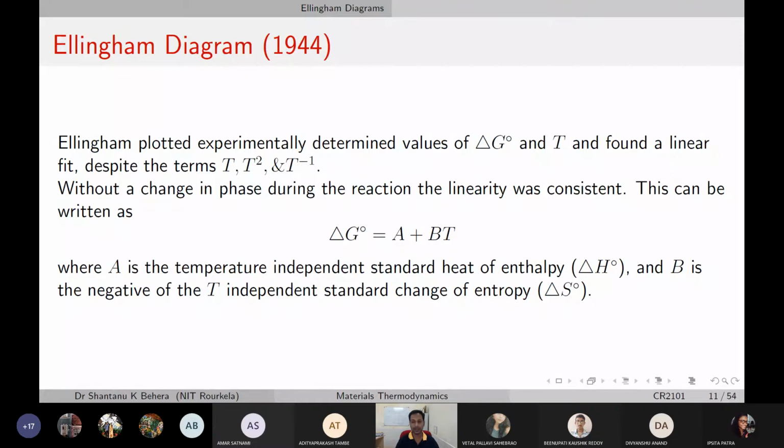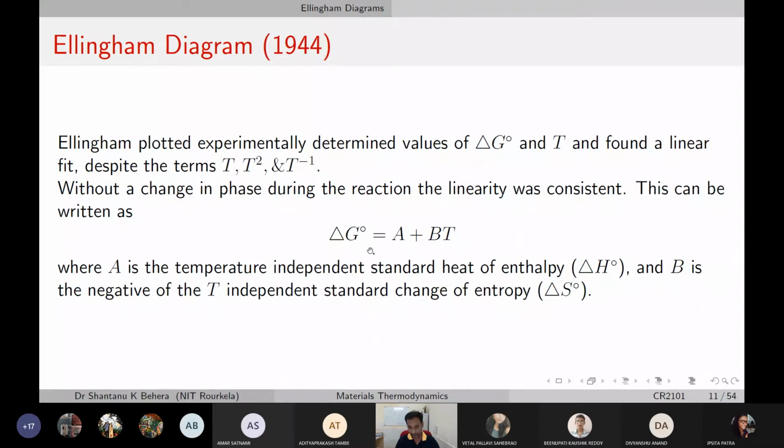So you could write the del G versus T relationship in the form of del G is A plus BT, which is of the form y is mx plus c. If you plot del G 0, the standard Gibbs energy, on the y-axis, and temperature on the x-axis, you'd get these two numbers. And if you compare this with our standard formula for del G, that is del G 0 is equal to del H minus T del S.